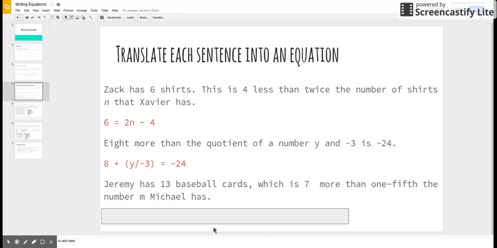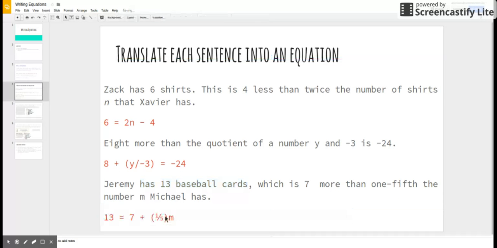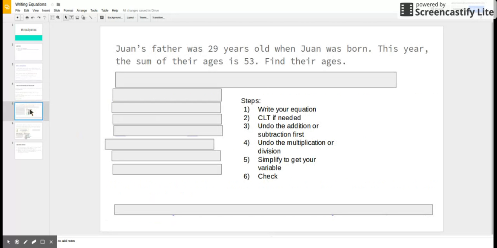Jeremy has 13 baseball cards, which is 7 more than 1/5 the number Michael has. Okay, so has 13 baseball cards. So it would be 13 is equal to 7, right? This more than is plus 1/5 m. 13 equals 7 plus 1/5 m. You're just directly translating it from the little scenario here. Okay, here's our next example.